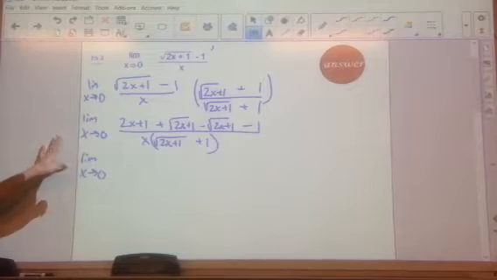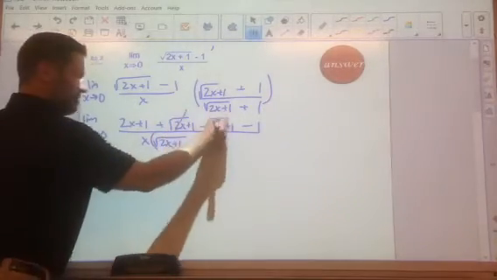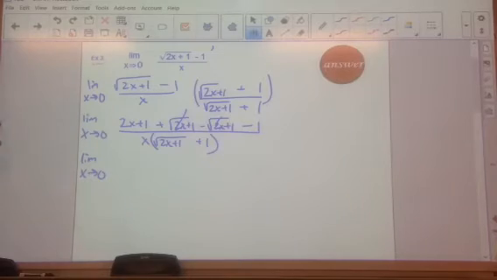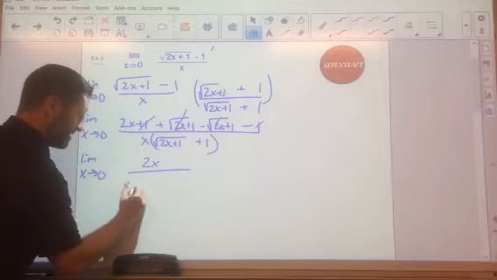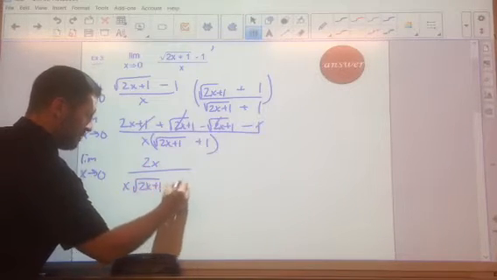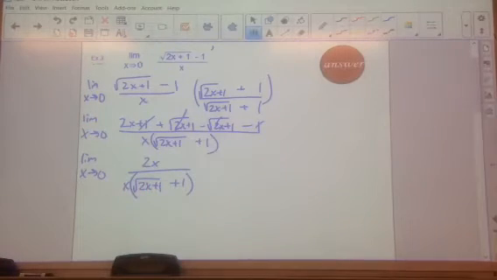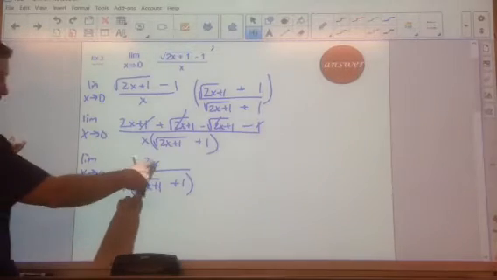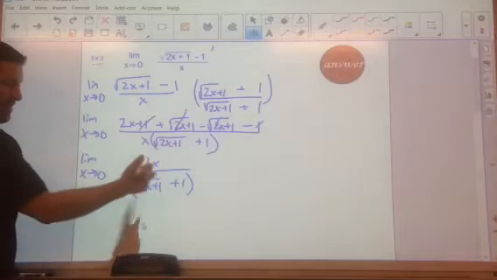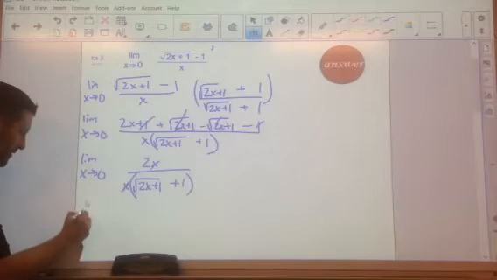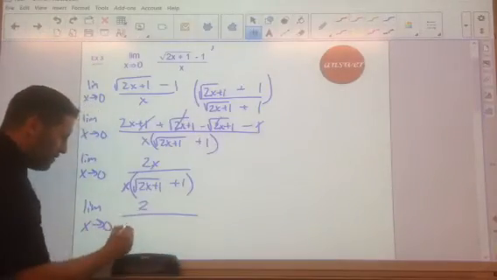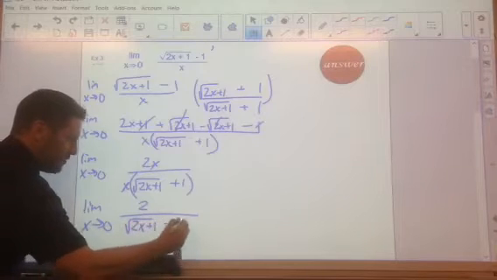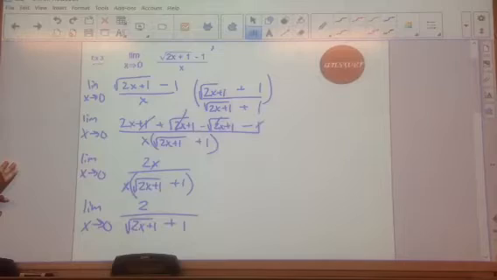Okay, what do you see on top that goes away? The middle two terms. What else? You can wipe out the minus 1 plus 1. The ones go away, and I get 2x all over x times root 2x plus 1 plus 1. What else goes away? The x's. Look at that. I have an x on top after all that simplification, and an x on the bottom, so those two go away. And I'm left with the limit as x goes to 0 of 2 over root 2x plus 1 plus 1. I got all the way to there.